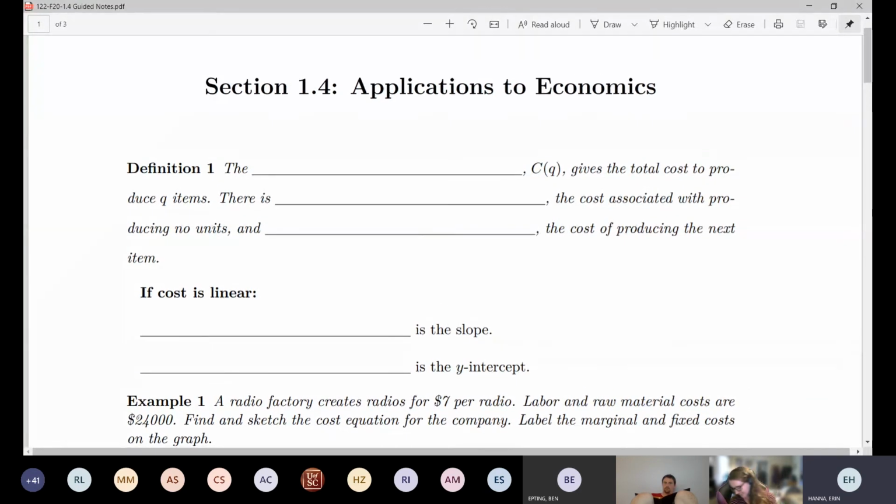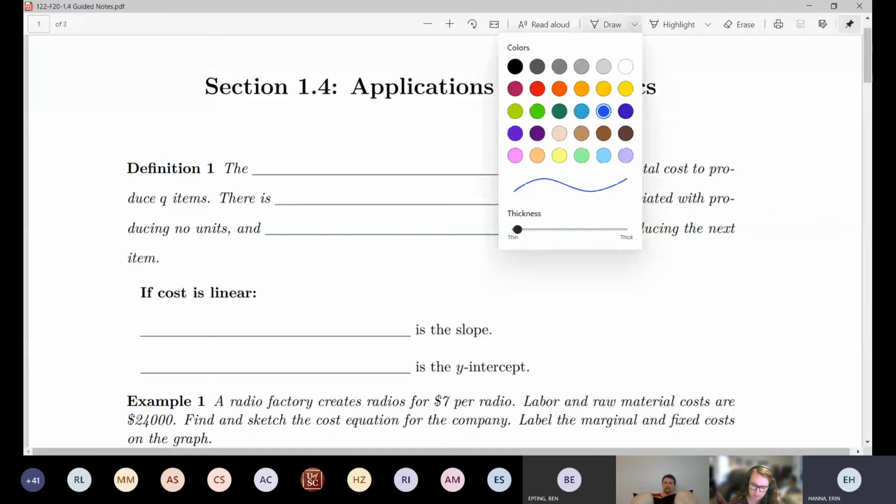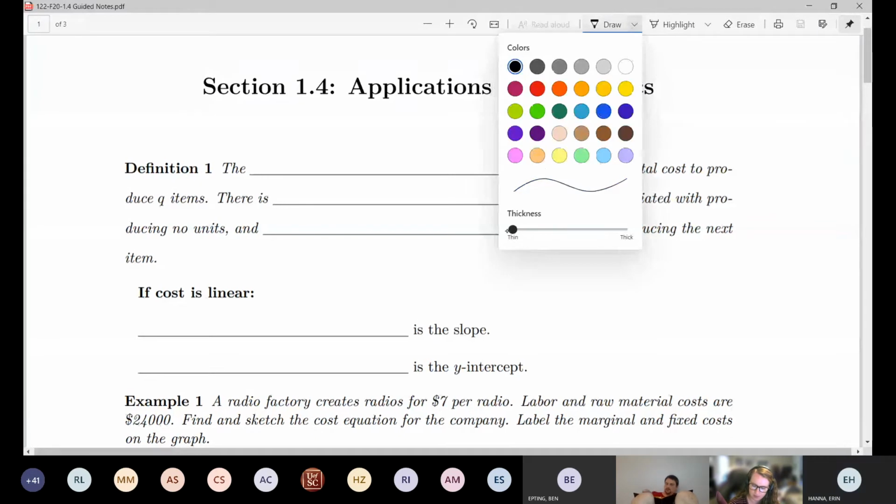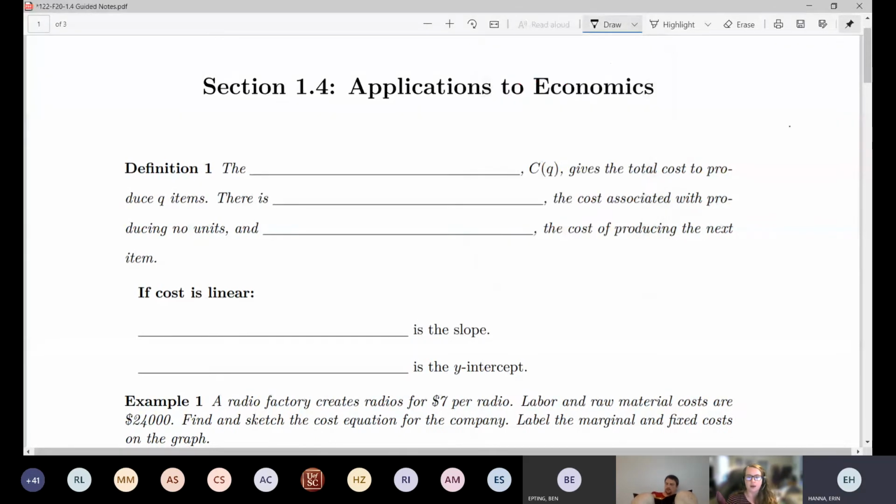1.4. So again, these blank notes are on Blackboard if you want to try to grab them really quick. So applications to economics. This is where the business side of business calculus starts coming in, because we do a lot of this cost, revenue, and profit stuff that a generic calculus course would not do. So some definitions first.